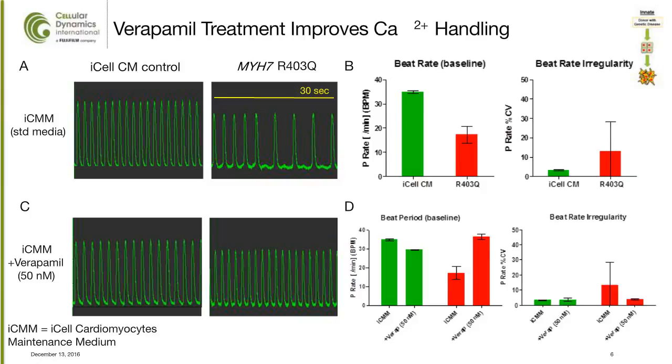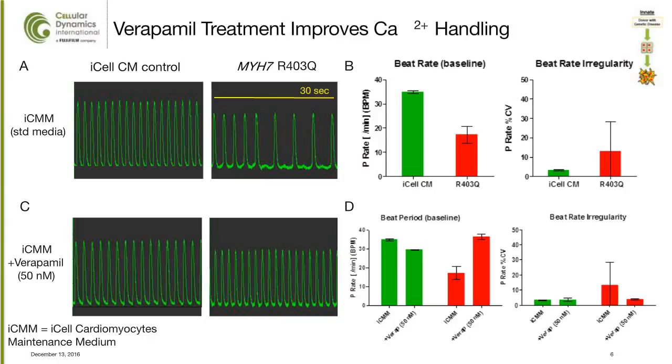In the control cells, verapamil has little effect on the beating behavior. However, in the R403Q cells, it restores the beating behavior and eliminates the irregular beating activity. This is quantified in D. You can see that in the green panels, the control cardiomyocytes as well as the verapamil control cardiomyocytes, there's negligible effects. However, when you expose the diseased R403Q cardiomyocytes to verapamil, the beat period is increased, nearly to baseline. And the irregular beating is reduced.